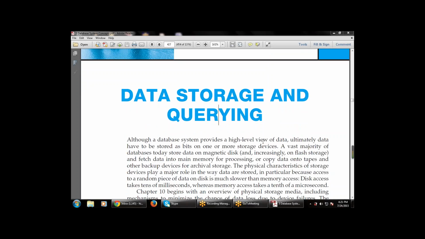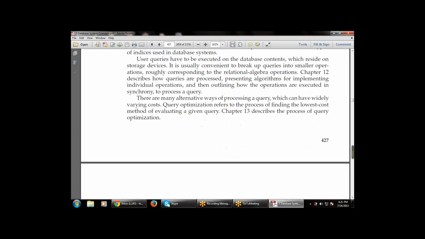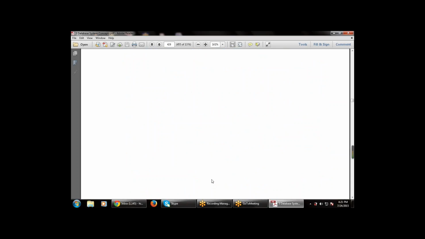A vast majority of databases today store data on the magnetic disk and fetch that data into the main memory for processing. That is, we store the data on secondary memory, on secondary devices like hard disk, floppy disk, or the magnetic disk. The physical characteristics of storage devices play a major role in the way the data will be stored. Chapter number 10 begins with the overview of the data storage, that is what data storage is and how to deal with it.